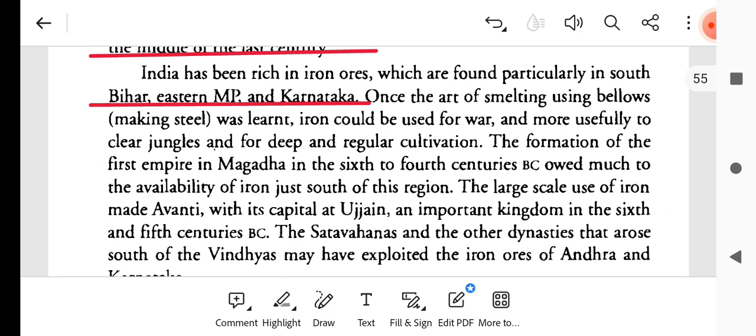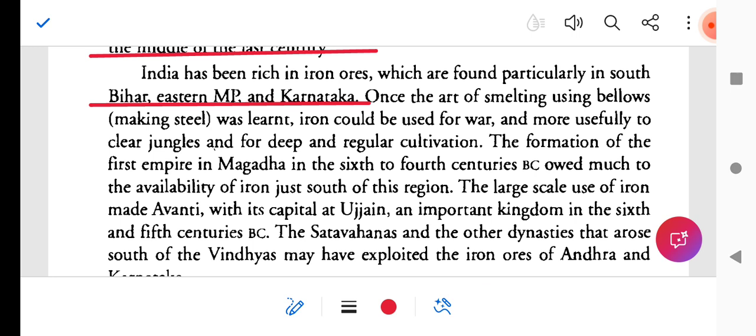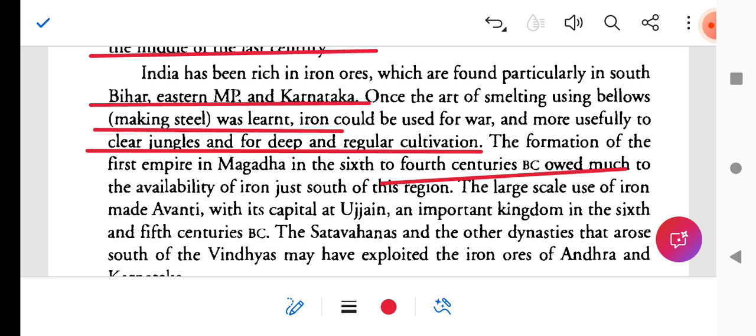So, Chota Nagpur Plateau is the most important area in which iron is found. Once the art of smelting using bellows and making steel was learnt, iron could be used for war and, more usefully, to clear jungles and for deep and regular cultivation. The formation of the first empire in Magadh in the 6th to 4th centuries BC owed much to the availability of iron just south of this region.